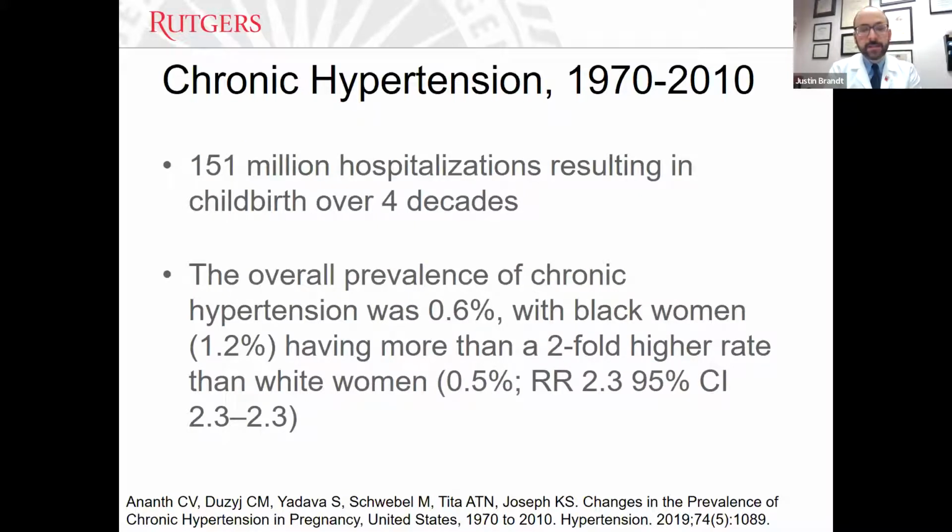In this study, which was massive, 151 million hospitalizations were included over the 4 decades, and the overall prevalence of chronic hypertension was 0.6%, with Black women having more than 2-fold higher rate of chronic hypertension compared to white women.